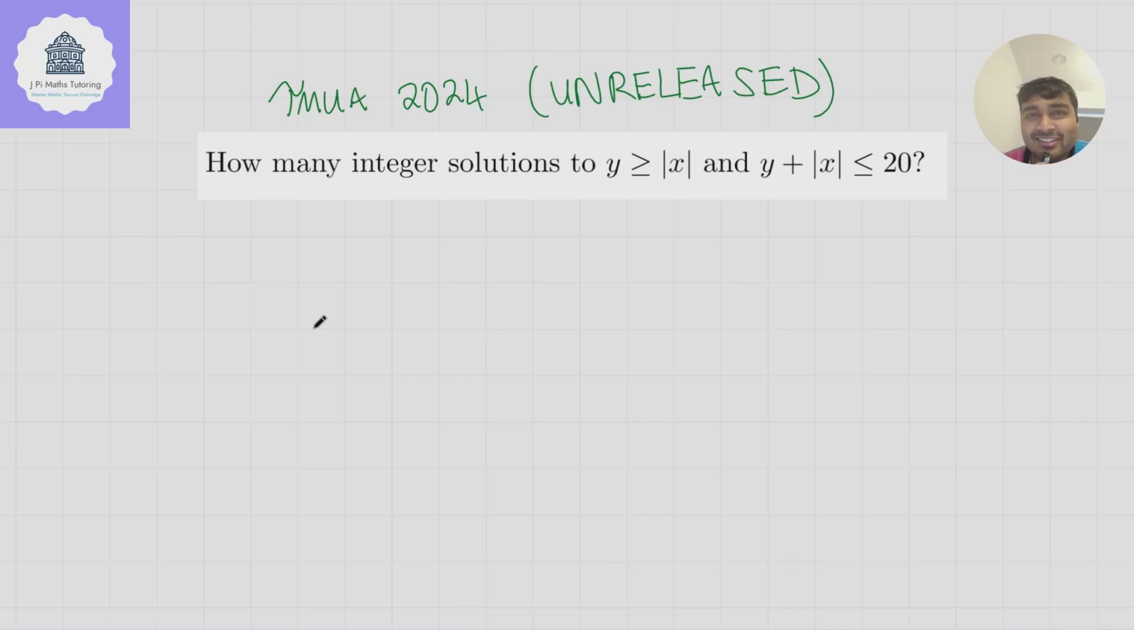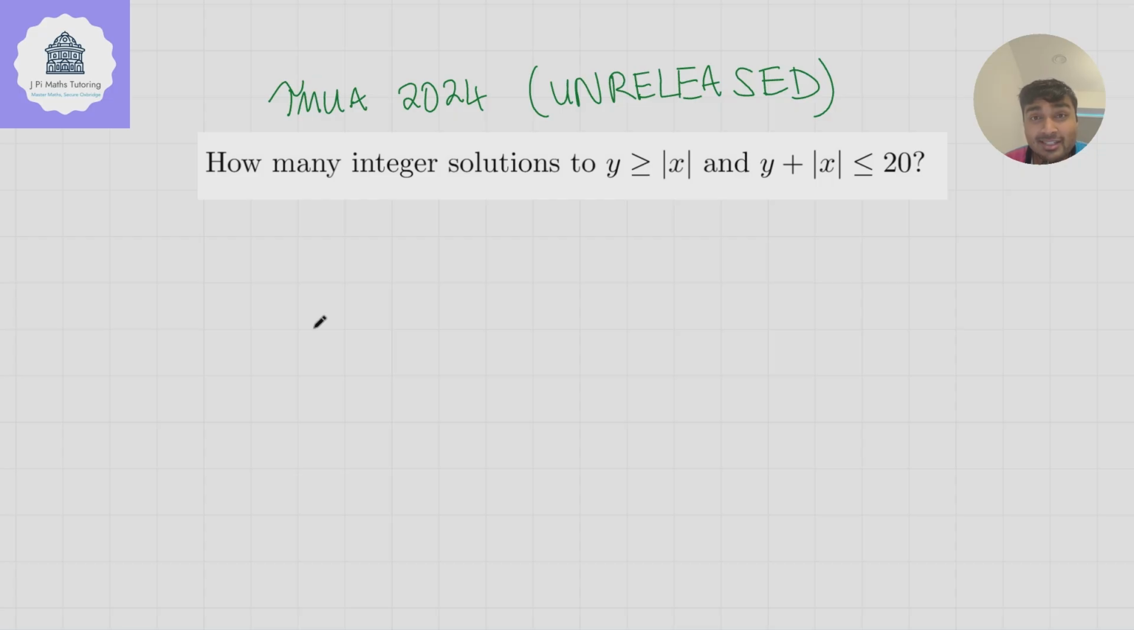Can you keep a secret? I have access to the TMUA 2024 paper. This hasn't been released officially. I've accessed it through a secret source, and I thought maybe you guys would want to see it. I'm not sure. Maybe you do, maybe you don't. Here's one of the problems. Let me know if you want to see more.